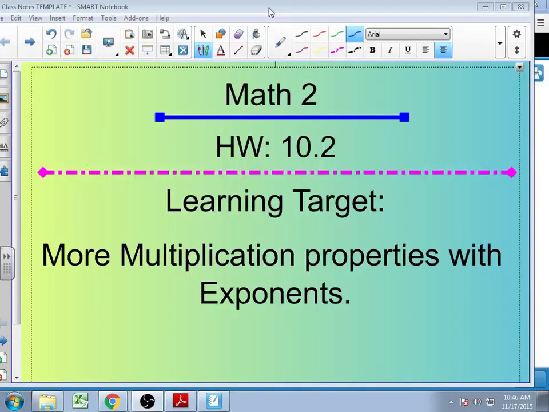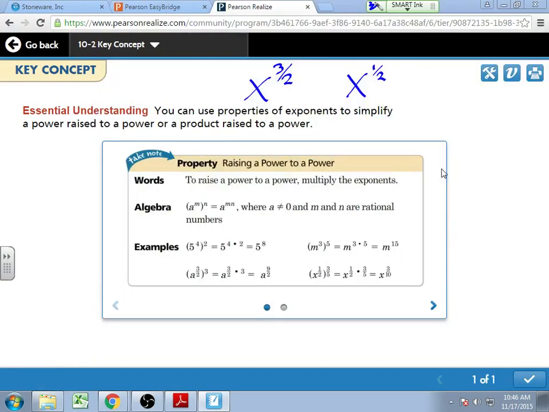So, more multiplication with exponents. Yesterday, as we talked about, if we deal with x to the 3 halves, it's really like x to the 1 half to the 3rd, because x to the 1 half is really radical x, and then you have 3 of those.